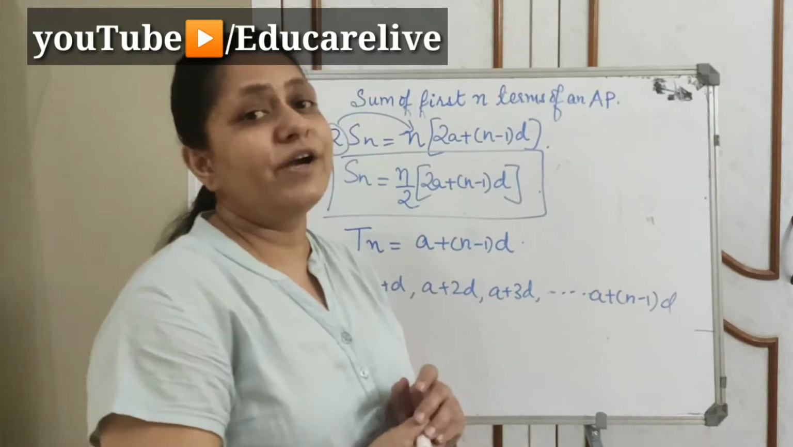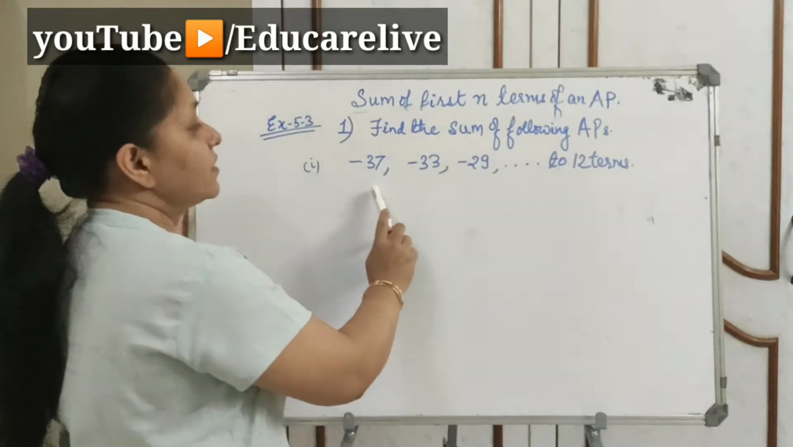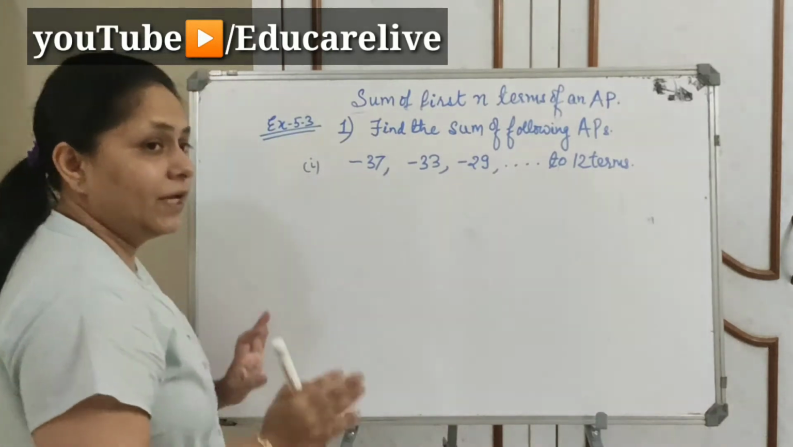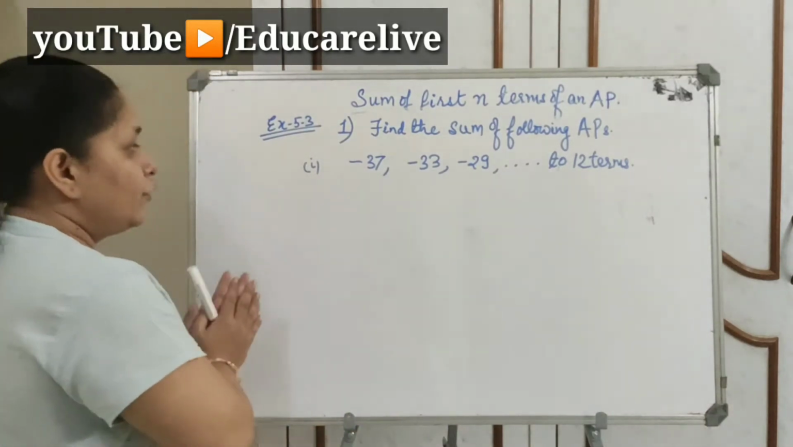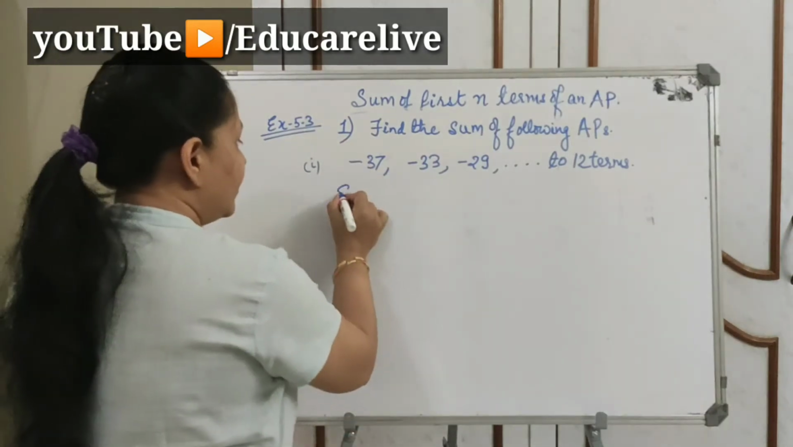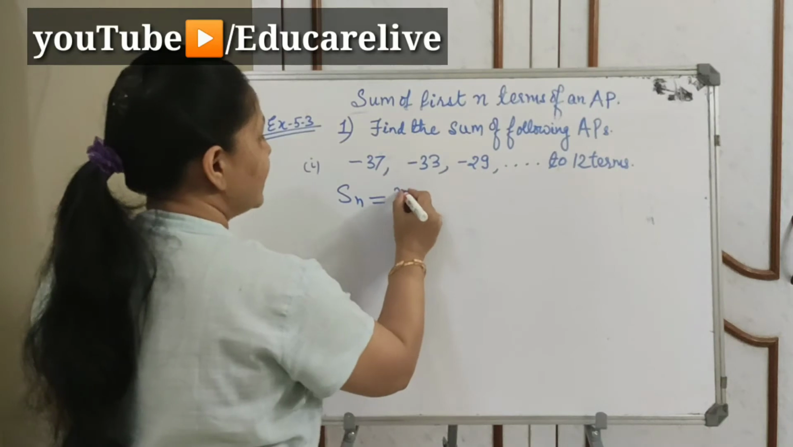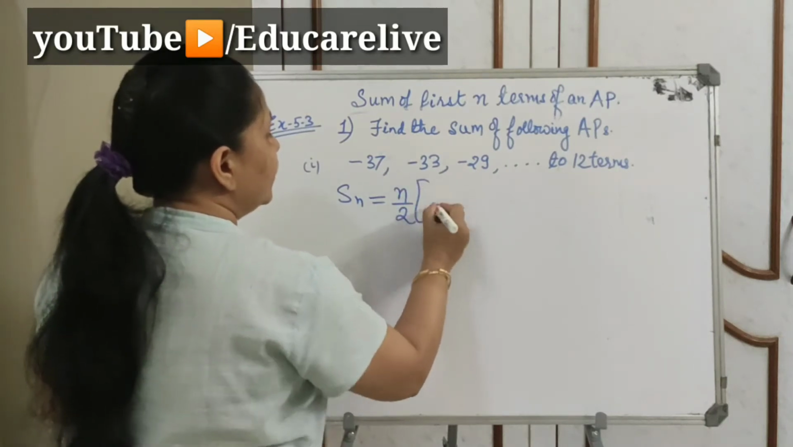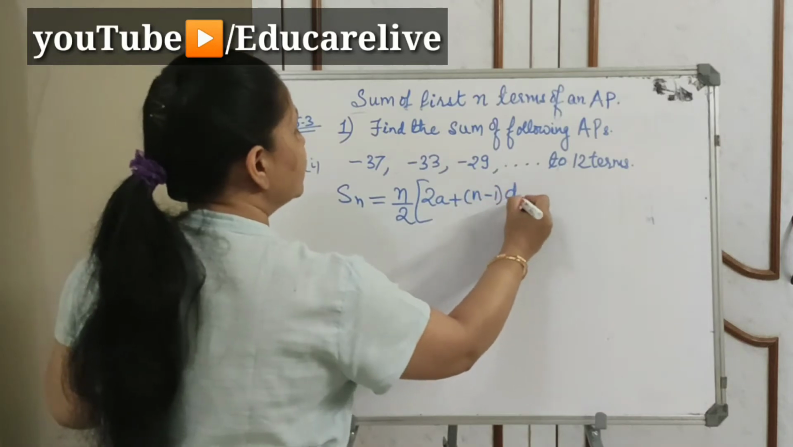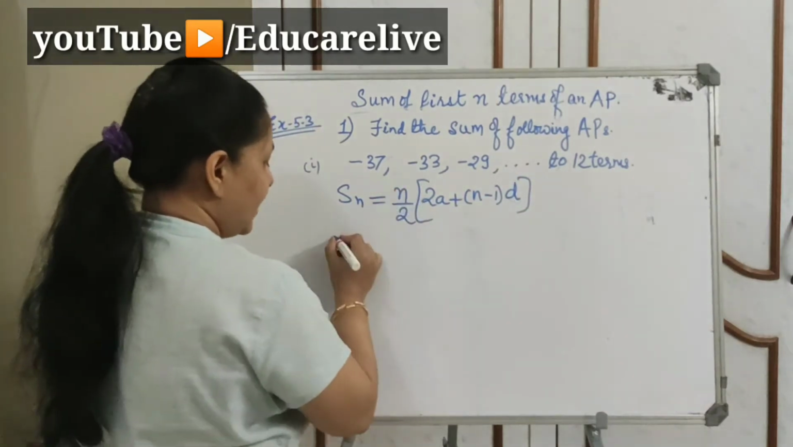Now let's move forward and solve some of the questions. In this question, we need to find the sum of first 12 terms of the given AP. Okay, so when you have to find the sum, you should be able to recall the formula. The formula is n by 2 times 2a plus n minus 1 into d. That means what we need to find is, first of all, we should know n.